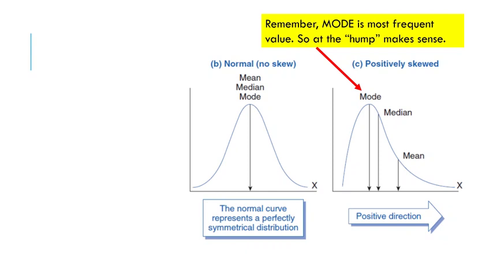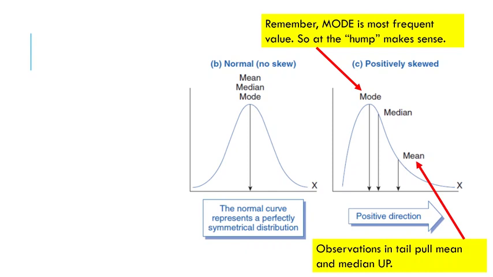But here's the thing. Those observations in that tail, which goes to the right, well, those observations in that skewed tail are pulling up the mean and they're pulling up the median. So that is why all of a sudden the median gets pulled up, the mean gets pulled up, and they are no longer equal to the mode.